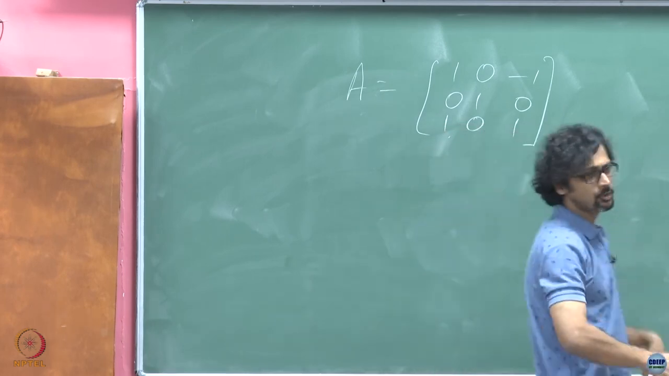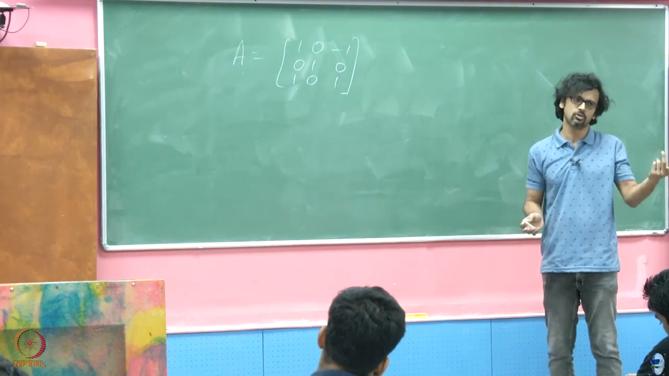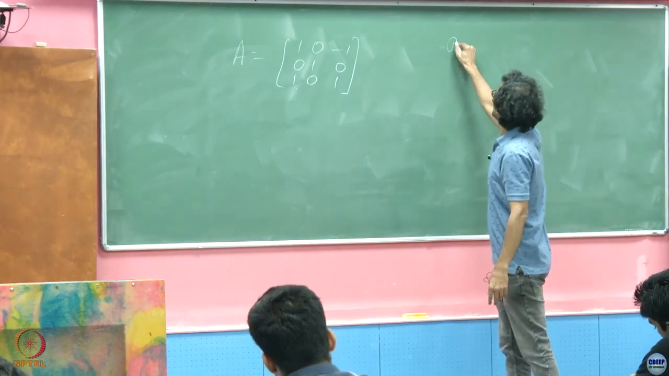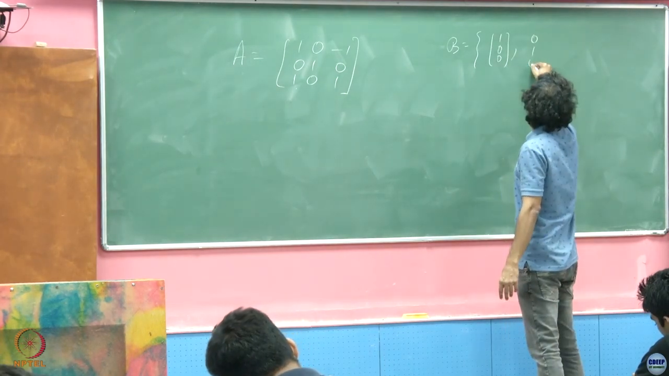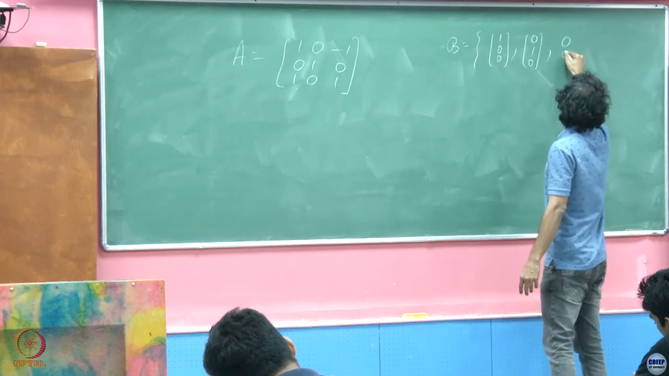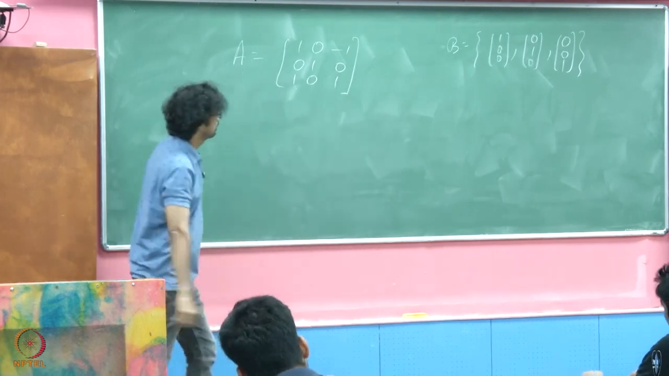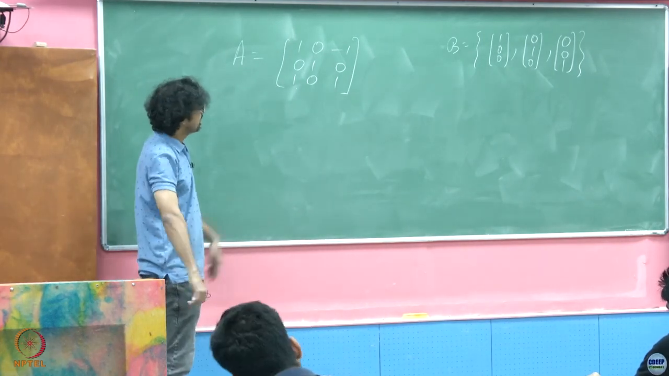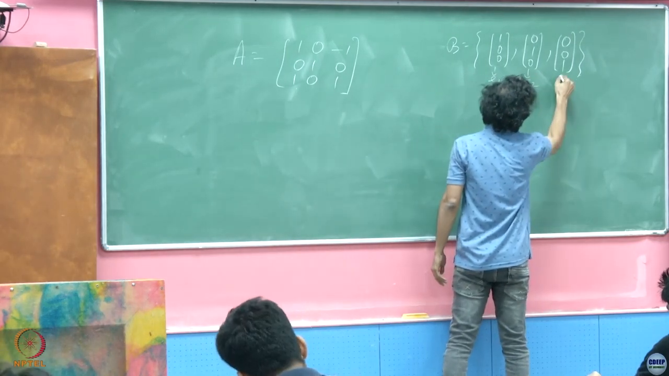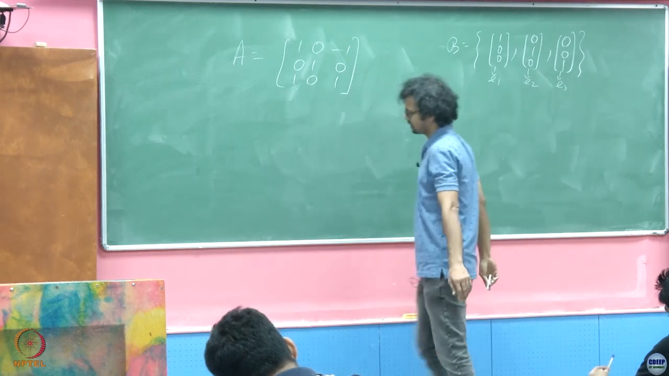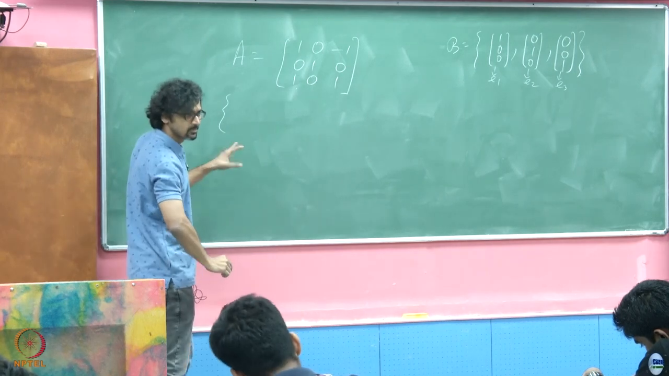So the first thing I have to do is choose a basis. It's R3, so I need to choose just three elements in a basis. Let's choose E1, E2, E3. So let the basis be (1, 0, 0), (0, 1, 0), and (0, 0, 1). Okay. So first, I'll try to look for the minimal polynomial with respect to E1. So this is E1, this is E2, this is E3.